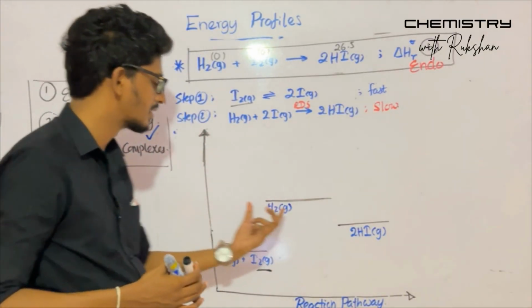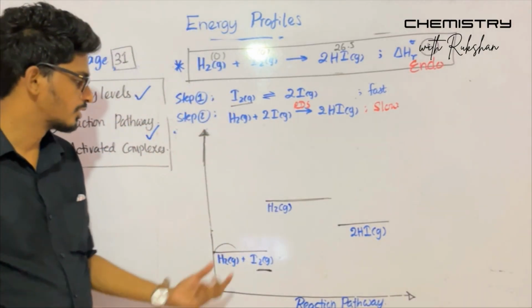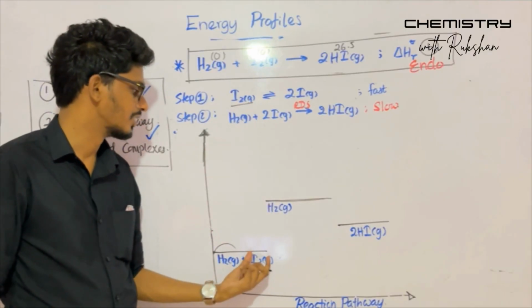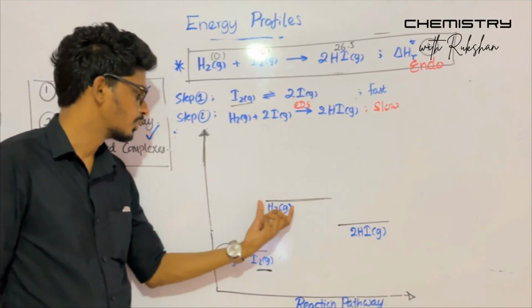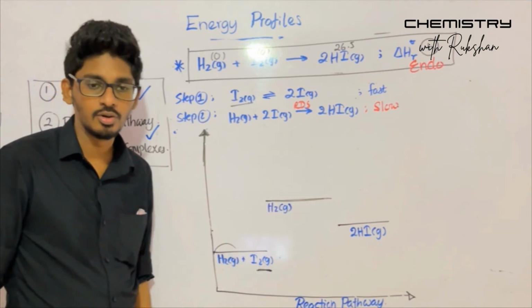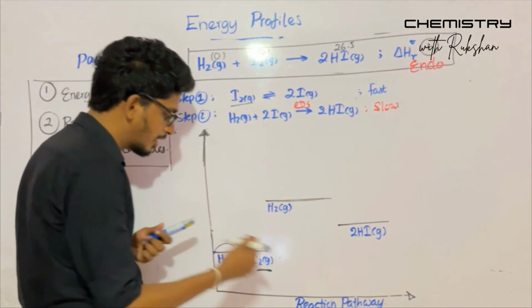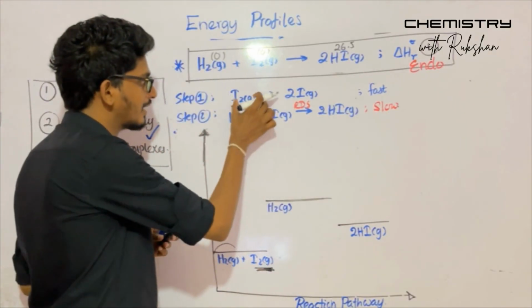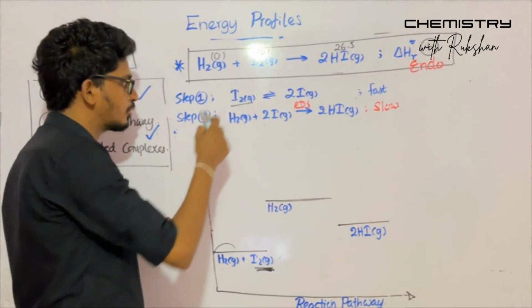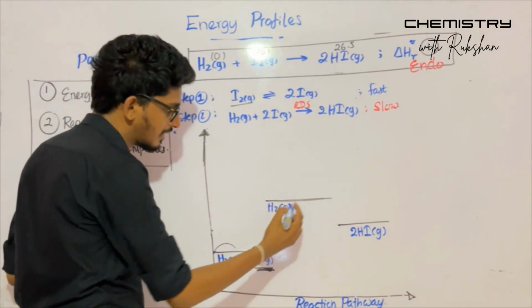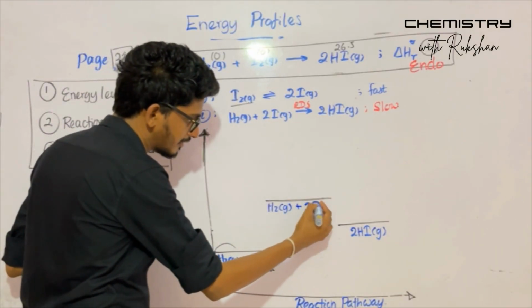Sorry, at the intermediate energy level, H2 is not consuming. Only I2 is consuming at this step. So just write H2, the species which are not consuming, first. Then instead of two I2 molecules, you can write 2I. The I2 gas is converted to 2I, so instead of I2 gas, you just write 2I gas.